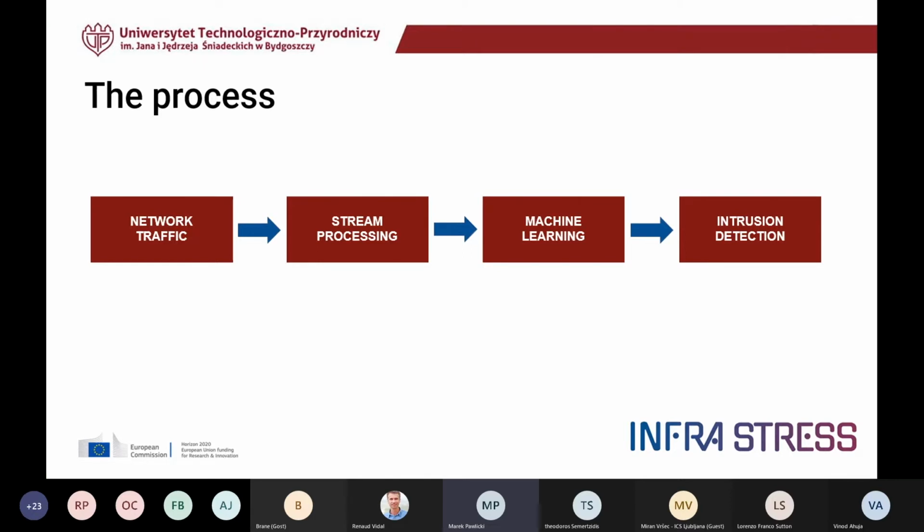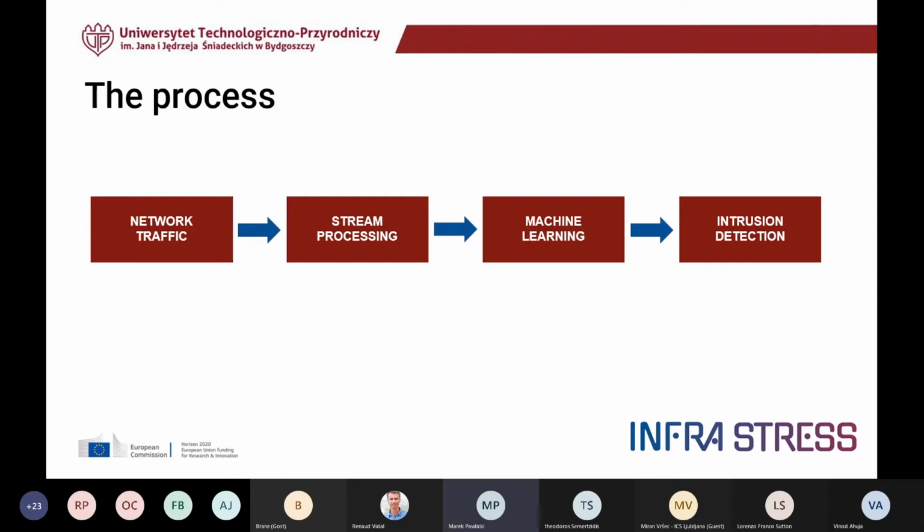So to give you a good high-level overview of the work we do in InfraStress, we're taking network traffic, process it, put it through the machine learning models, and we end up with a classification indicating if the models think that the traffic resembles benign traffic or does it look like some kind of attack. Now, each of those blocks represents some important decisions that we had to make during research and development.